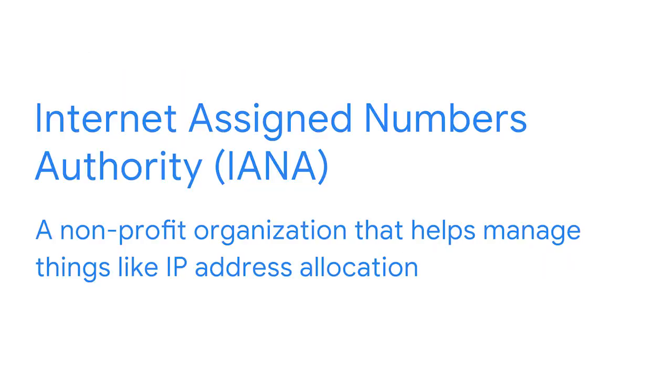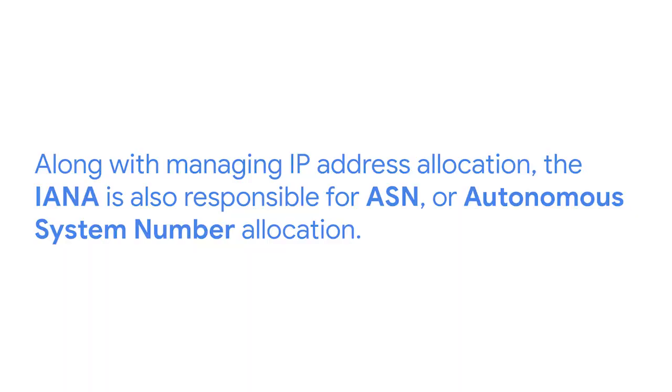The IANA, or the Internet Assigned Numbers Authority, is a nonprofit organization that helps manage things like IP address allocation. The internet couldn't function without a single authority for these sorts of issues. Otherwise, anyone could try and use any IP space they wanted, which would cause total chaos online. Along with managing IP address allocation, the IANA is also responsible for ASN, or Autonomous System Number, allocation.